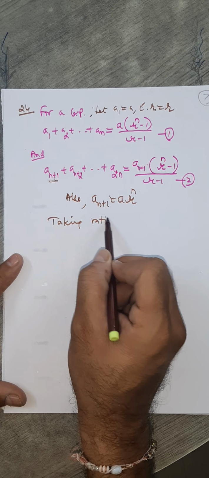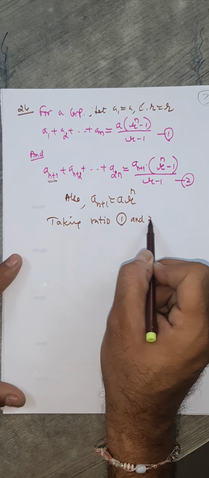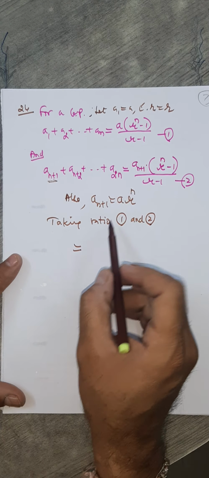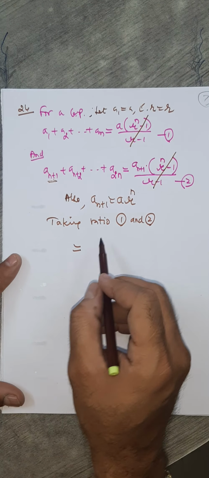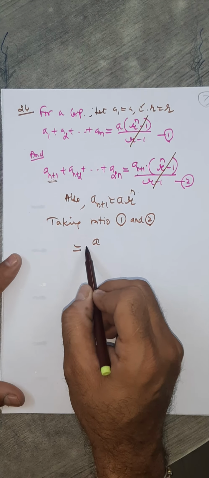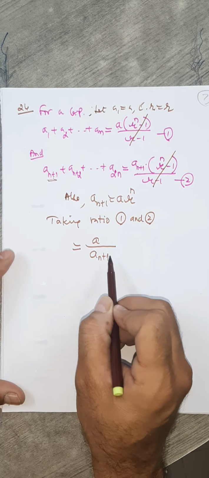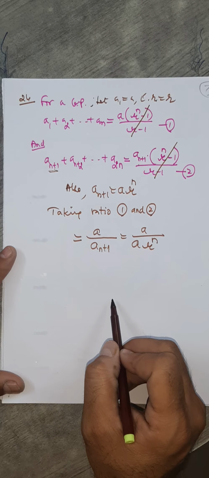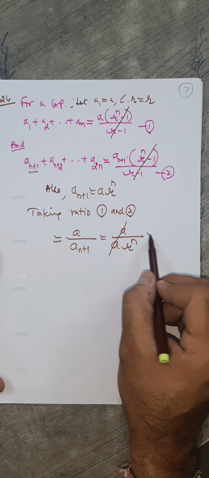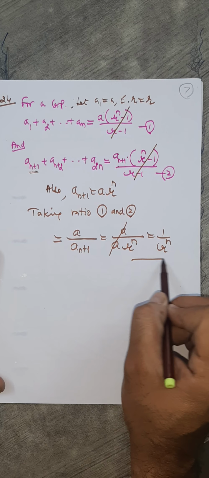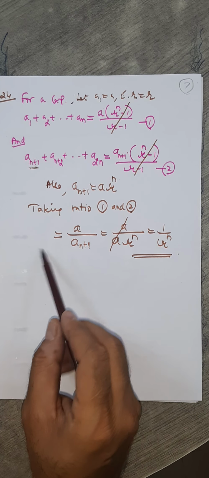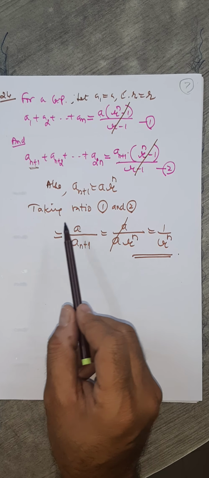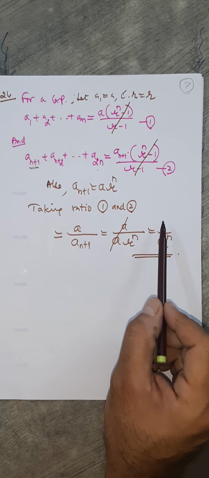Taking ratio of 1 and 2, you can see that once I take the ratio, this will get cancelled with this. We are just left with a upon a_(n+1). But what is a_(n+1)? That is a into r raised to n. And this will again get cancelled, so you have 1 upon r raised to n. That's what you want, right? You are asked the ratio of the sum of the n terms to the sum of the terms from n+1 to 2n, which is 1 upon r raised to n.